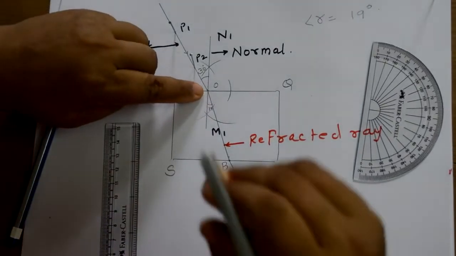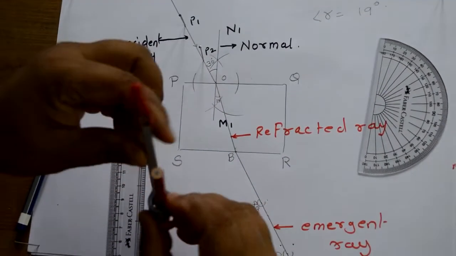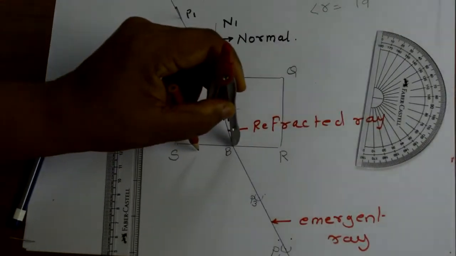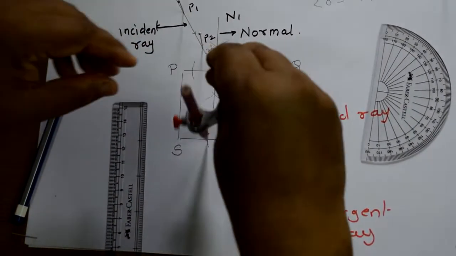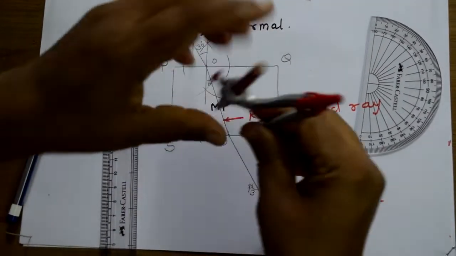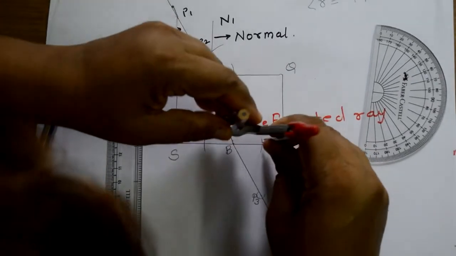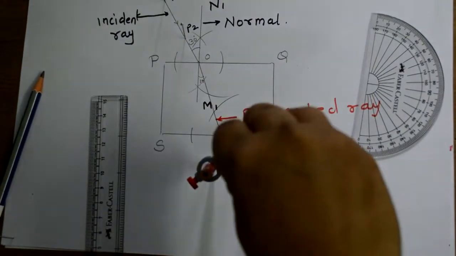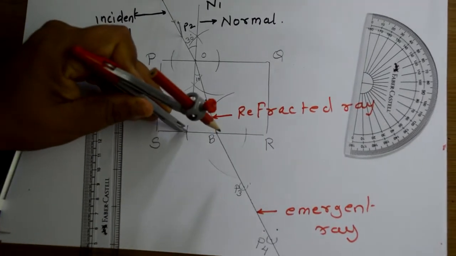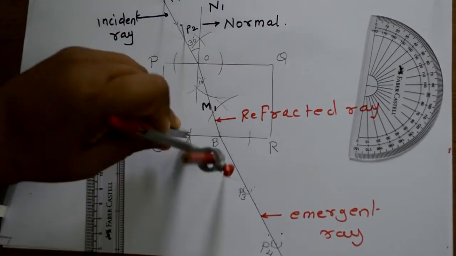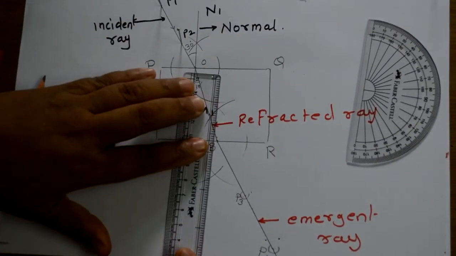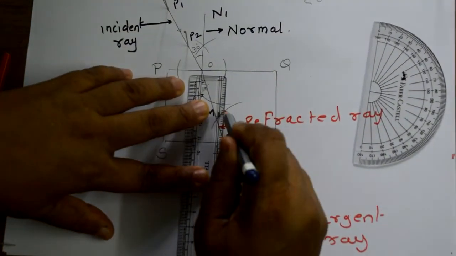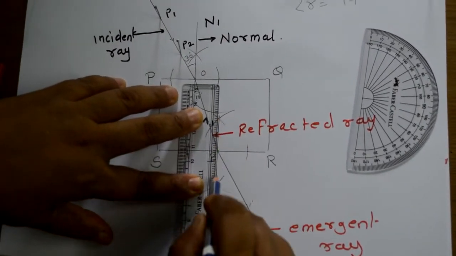Now the way I have drawn the normal here, in the same way I will draw the normal at the point B. With the compass, pointer at one of the arcs, take more than half. Arc below line SR and above line SR. Similarly on this side, and join the arcs which are intersecting. This will be the normal.